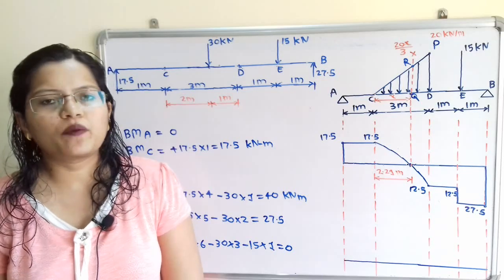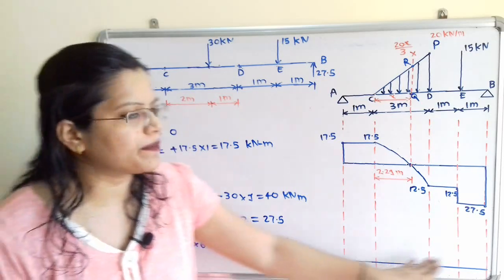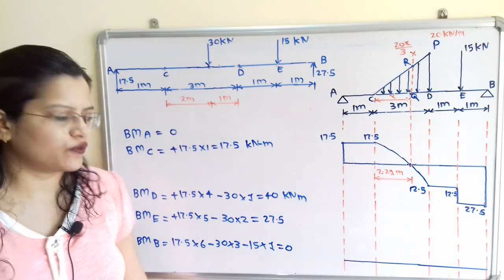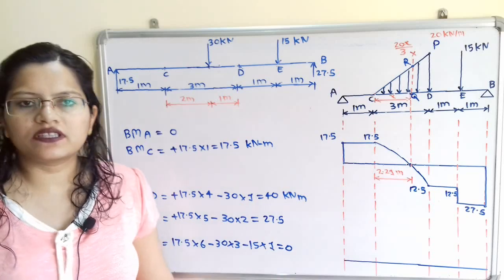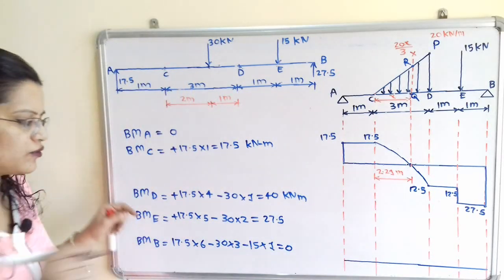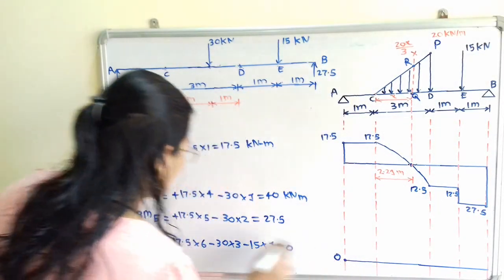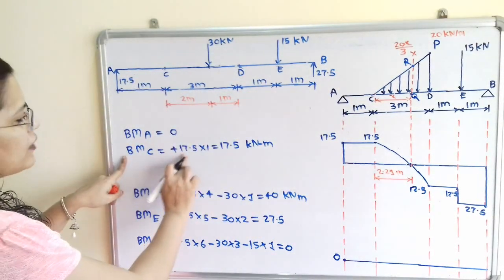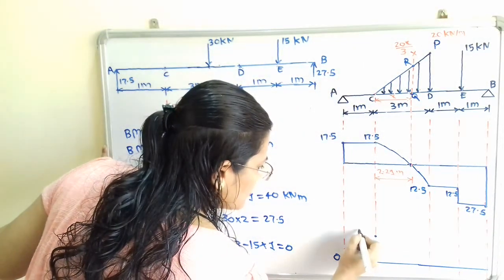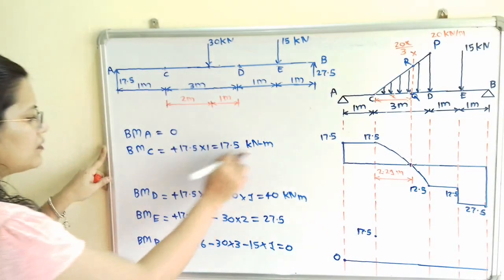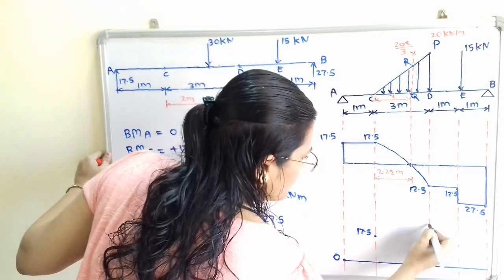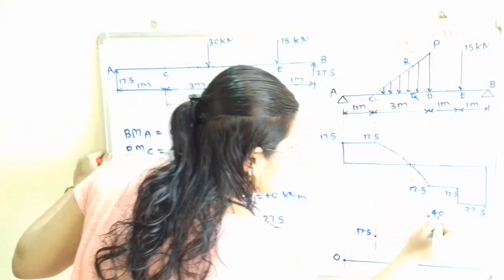To draw the bending moment diagram, we have to first show the baseline. Now if we observe the calculations, all the values are positive and we have to plot these values in the upward direction of this baseline. So at point A, value is 0. So I will plot here this 0. Then at point C, the value is plus 17.5. So I will plot here 17.5 kilonewton meter. Then at point D, it is 40 kilonewton meter. So I will plot here 40 kilonewton meter.